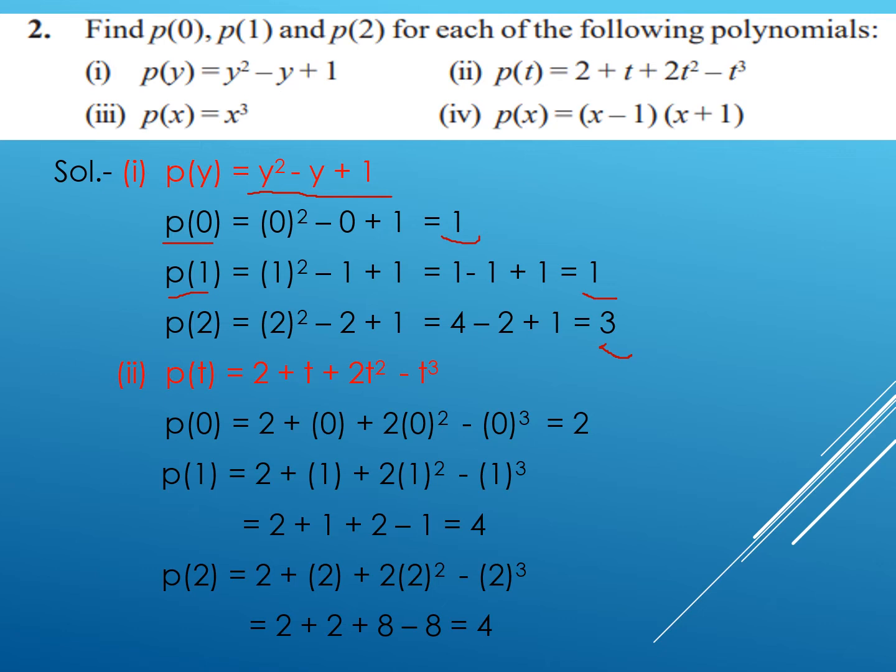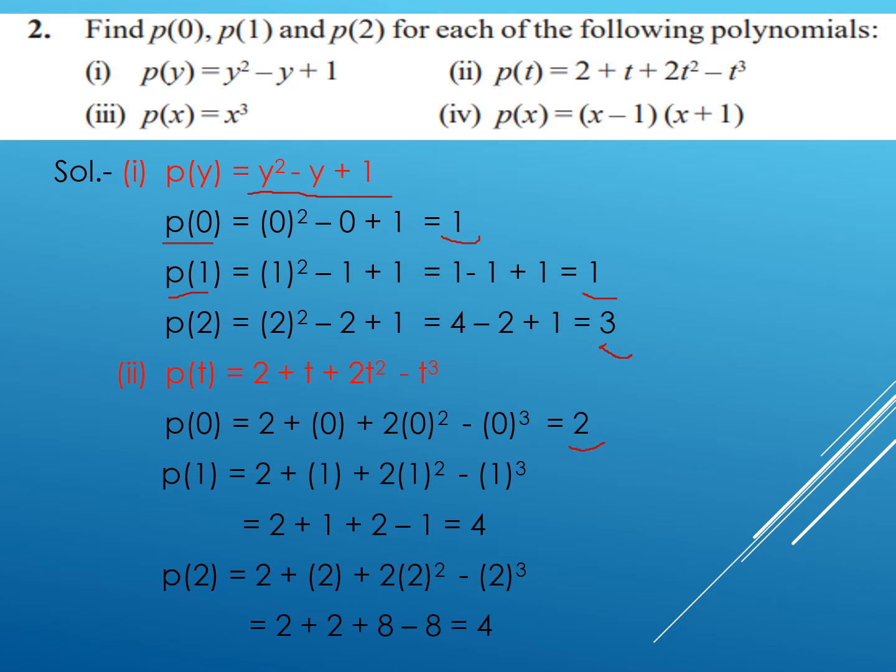Now second part, p(t) is equal to 2 plus t plus 2t square minus t cube. Here the variable is t. Now first we have to find out p(0). That means we will put the value of the variable t as 0. So we will get 2 plus 0 plus 2 into 0 square minus 0 cube. After solving this, we are getting 2. That means the value of the polynomial at 0 is 2.